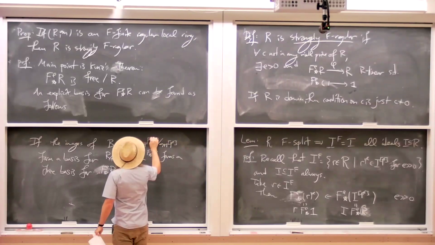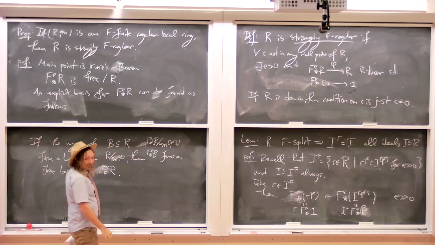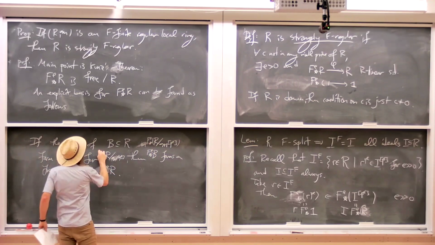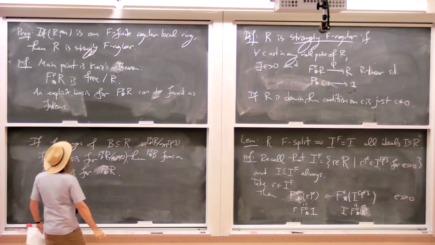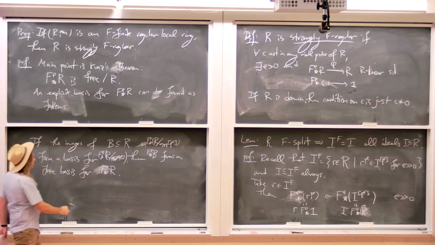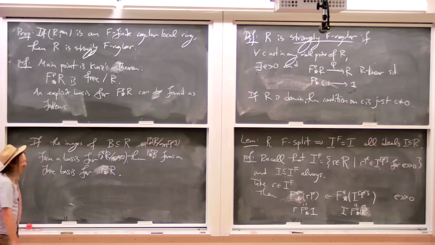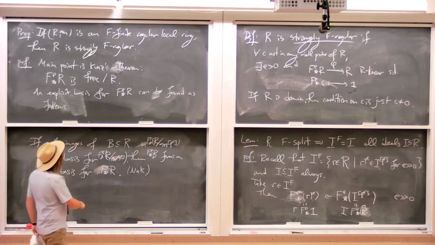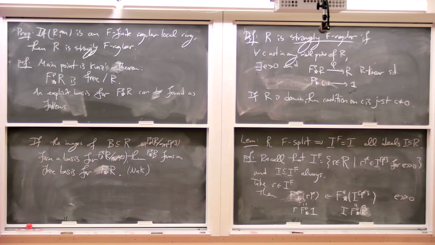Actually, let me write it like this. Forms a basis for F^e lower star of R mod m to the bracket p to the e. Then F^e lower star of B forms a free basis for F^e lower star of R. This is basically Nakayama's lemma. Comes from Nakayama's lemma. Good. And so now, maybe I'll call this more of a sketch.